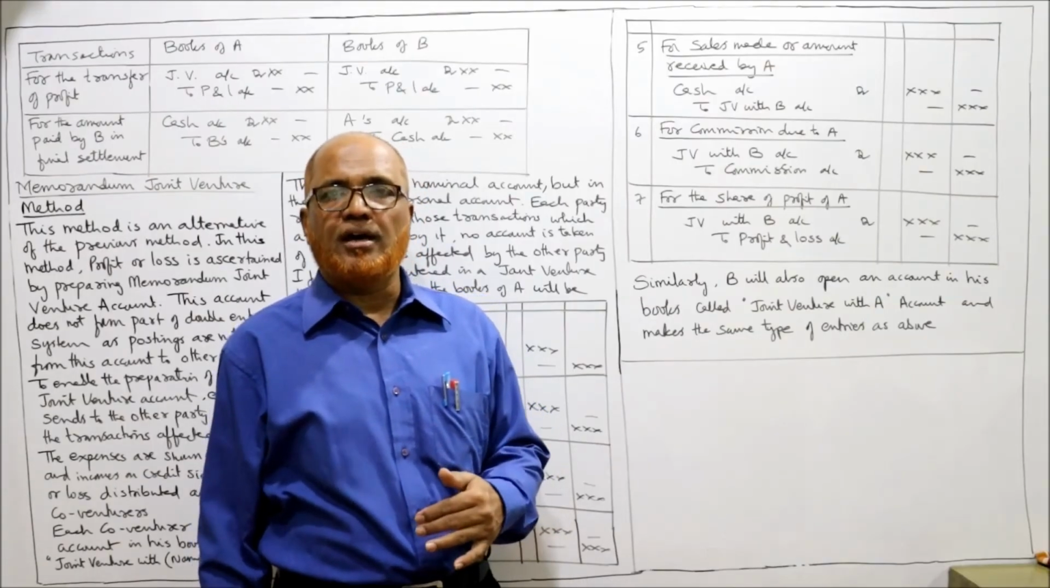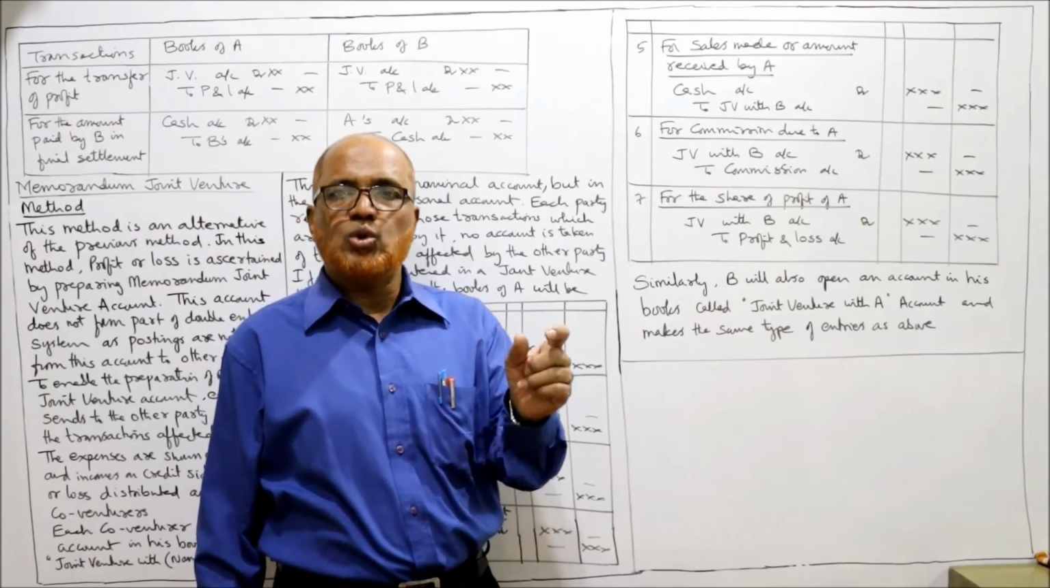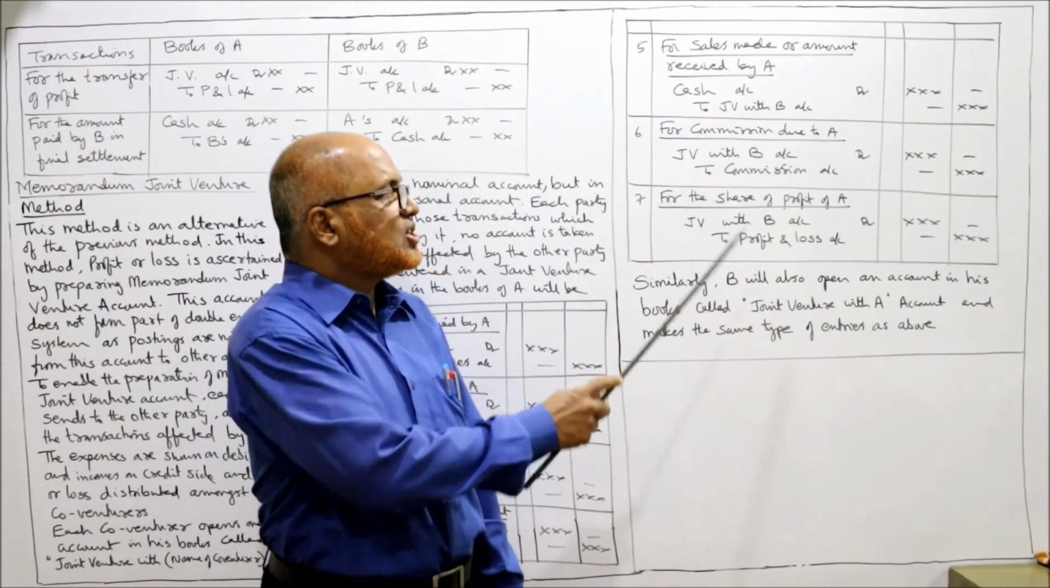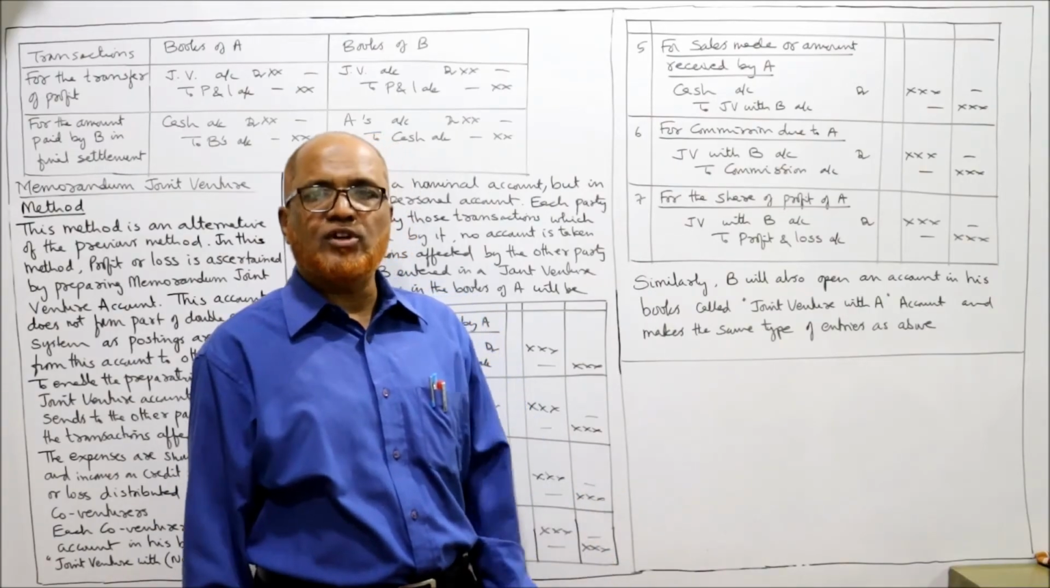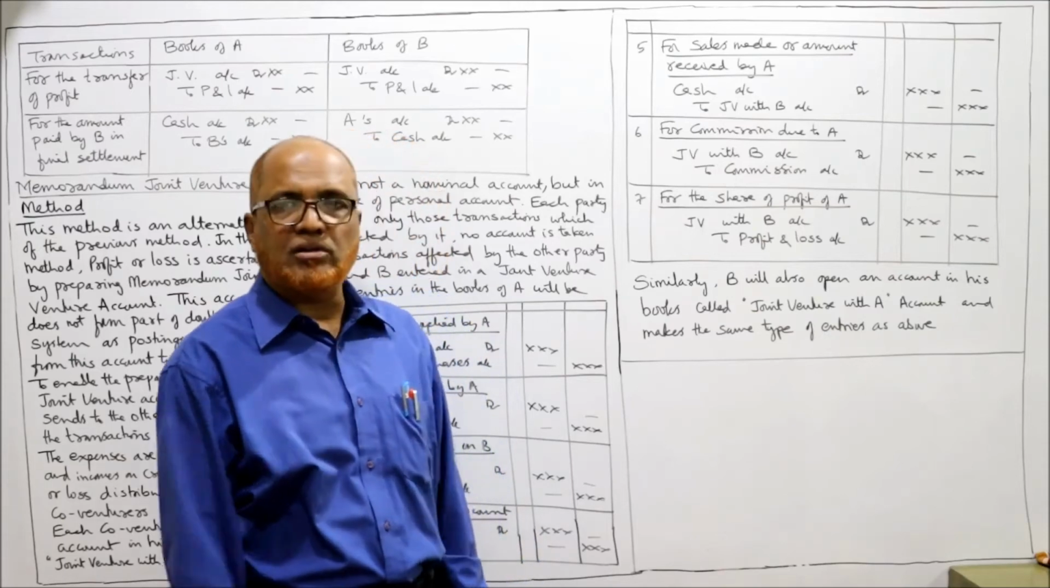अब A को commission आना है तो commission is an income, तो commission will be credited. तो entry will be joint venture with B account debit to commission. For share of profit. अब share of profit जो मिल रहा है, joint venture with B account debit to profit and loss account. That's all.